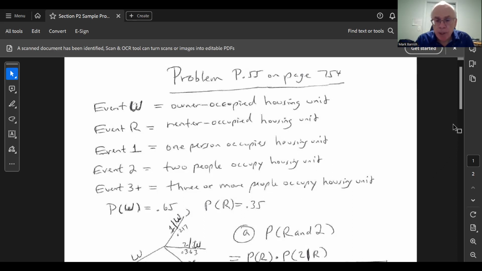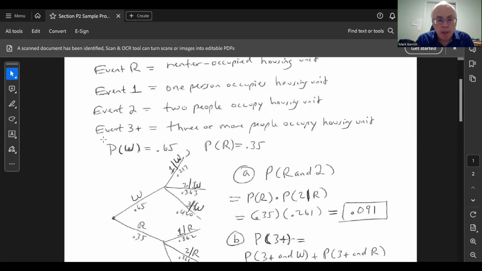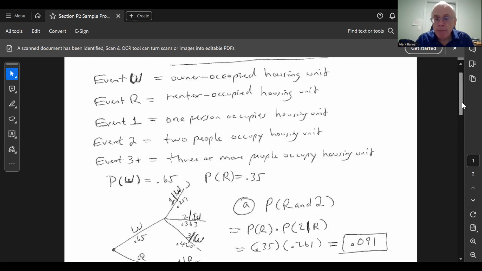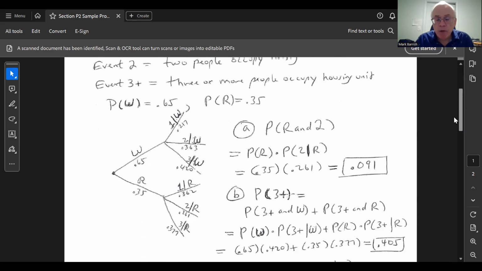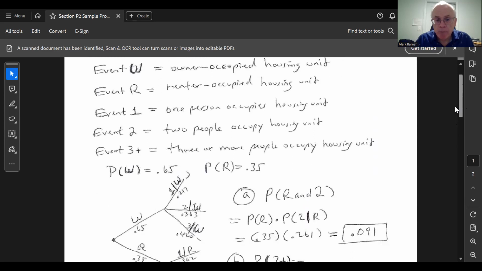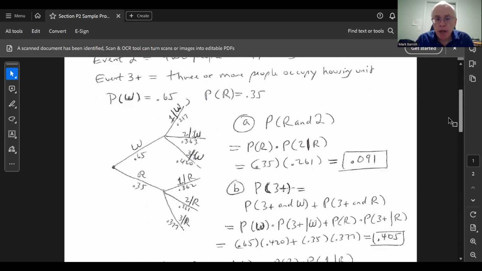Okay? And what do we know? We know these 2 probabilities. The probability that if you picked a unit at random, it would be owner occupied is 0.65. The probability that it would be renter occupied is 0.35. And then the table I showed you will provide all the rest of the numbers that we need. So we can use a tree diagram.